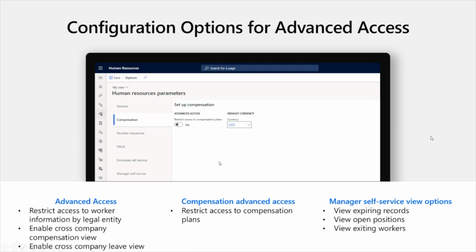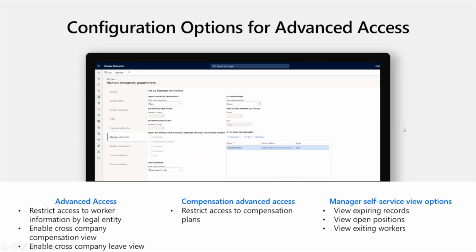The second one, which is found under the human resource parameters, is the compensation-related advanced access, where you can restrict access to the compensation plans. And the third advanced access is also under the human resource parameters, which is manager self-service view options, where you can select whether to show to the managers in the manager self-service the expiring records, the open positions, as well as exiting workers or not.